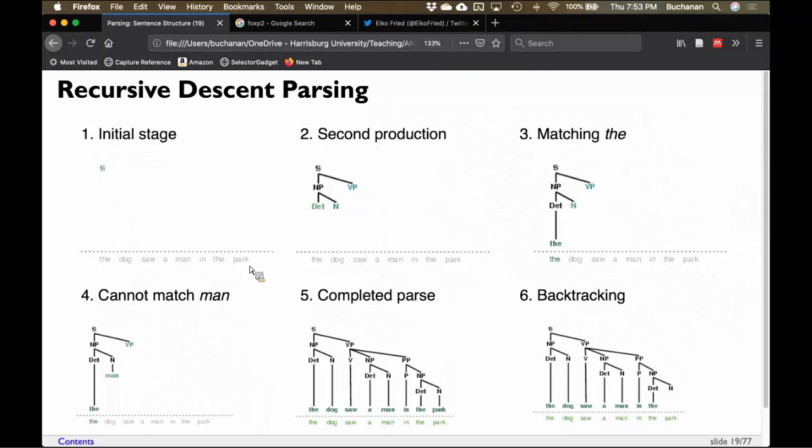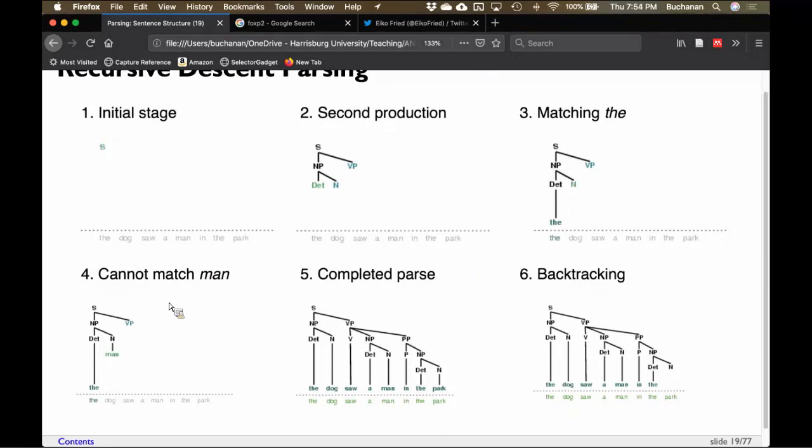So here's a picture of a recursive descent parser. It first finds the sentence, a dog saw a man in the park. Then it finds the first noun phrase. Ooh, noun phrase, verb phrase. So everything after this becomes the verb phrase. Well, within a noun phrase, there's a determiner and a noun. So that one's done. In the verb phrase, it tries to figure out where's the next noun phrase, basically. And then once it finishes, you've got the whole full structure.